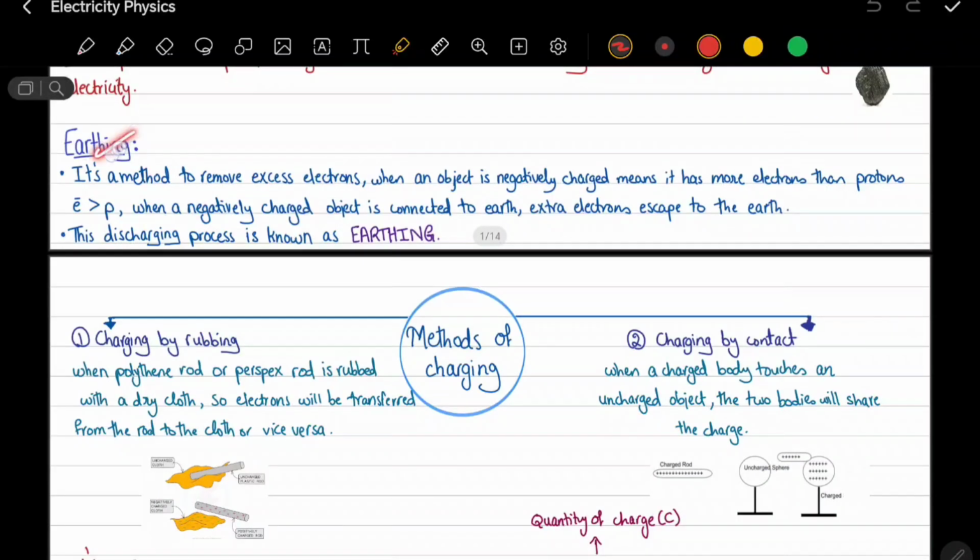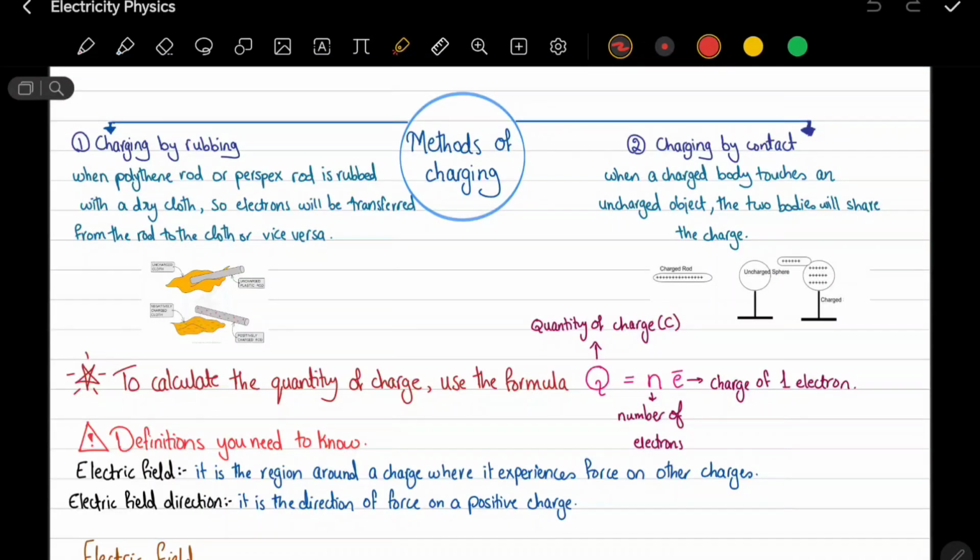Now, earthing is a method to remove the excess electrons. Whenever we have a negatively charged object, it has more electrons than protons. Therefore, the negatively charged object will be connected to the earth, and the extra electrons will escape to the earth. This discharging process is known as earthing.